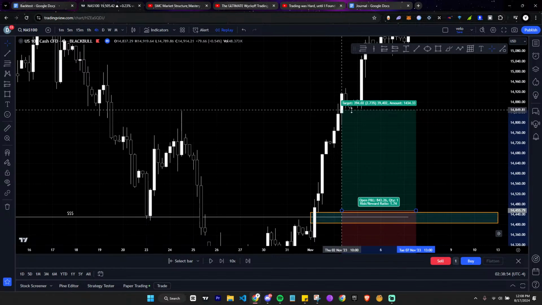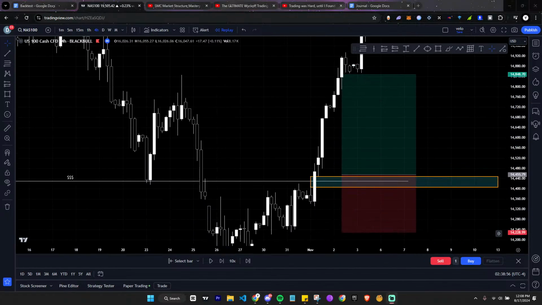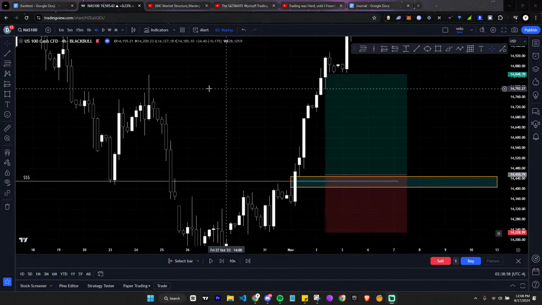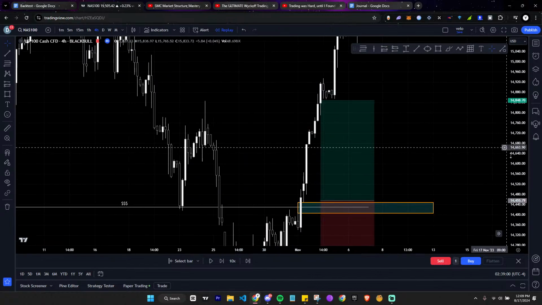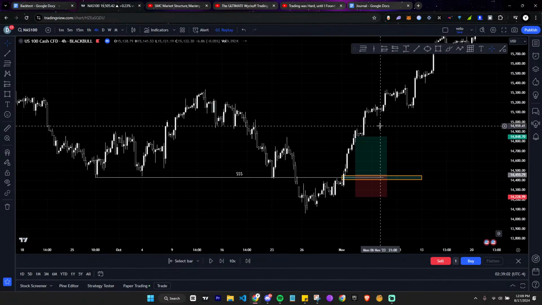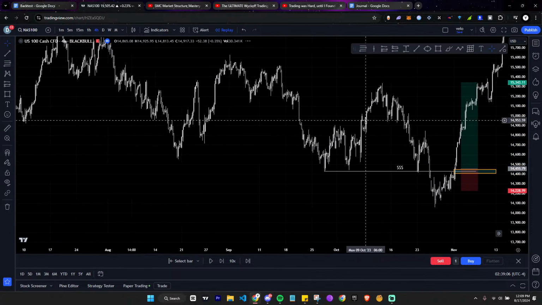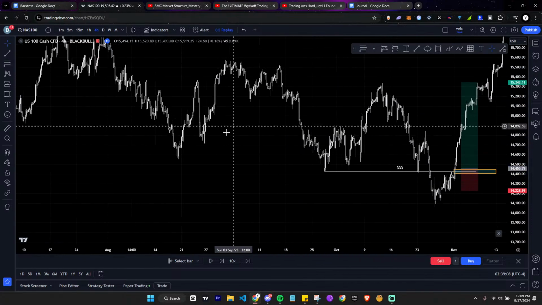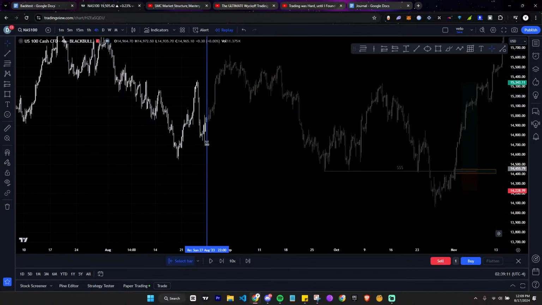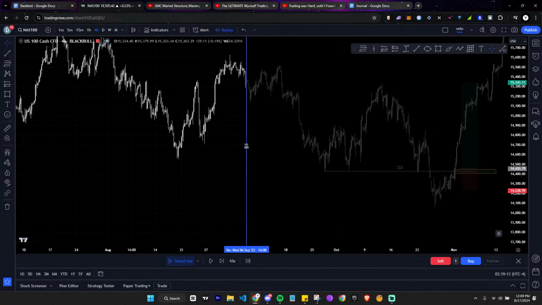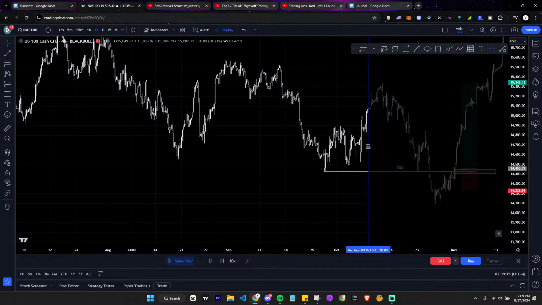TP over here. Boom, 1 to 1.7. Cool. Easy. Easy 1 to 1.7. See, these highs are also taken out over here. 1 to 4. Alright, so you see that this is a sweep we see over here in this exact range.